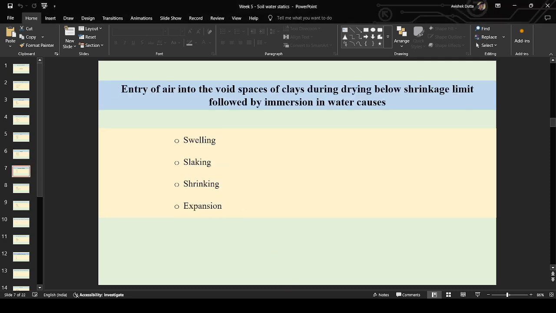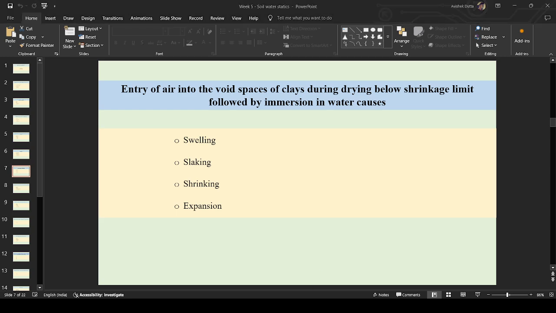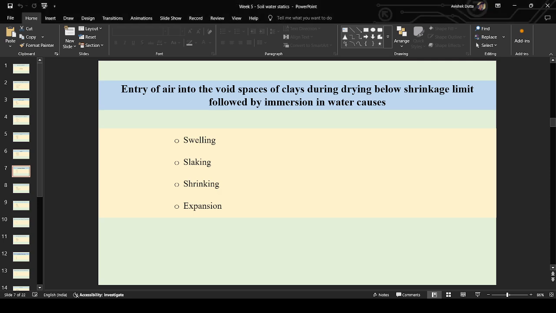Yes. Entry of air into the void spaces of clays during drying below shrinkage limit followed by immersion in water causes. First option swelling, second option slaking, third option shrinking, last option expansion.